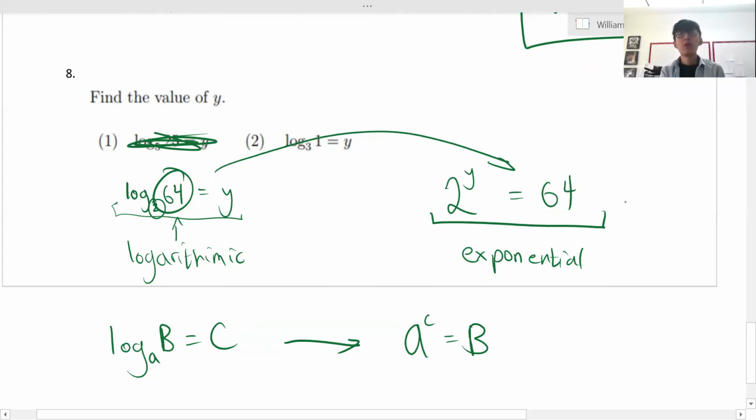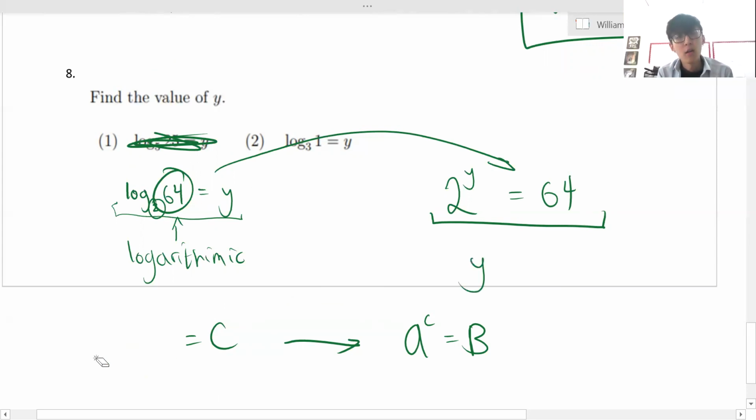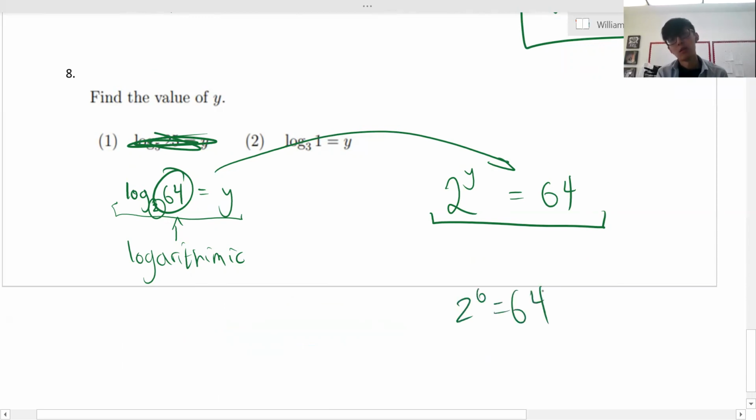Okay, so my question is now I still need to solve for y, right? Find the value of y. That's what it says here, find the value of y. Well, 2 to the what power is equal to 64? Let's see, 2 to the 3rd is 8. So it's going to be 2 to the 6th. 2 to the 6th is equal to 64. So in this case, y is equal to 6.